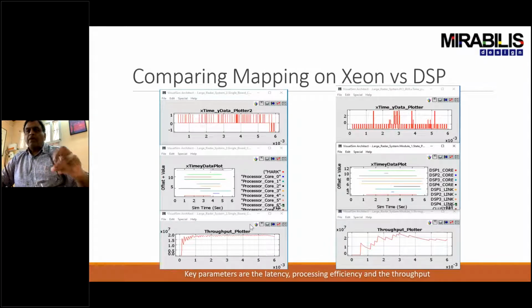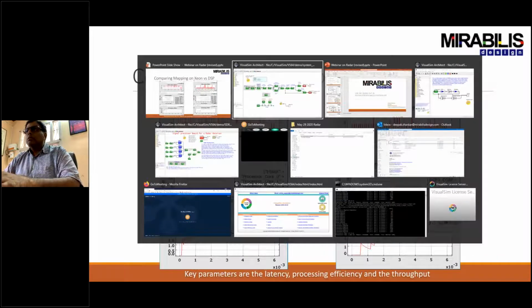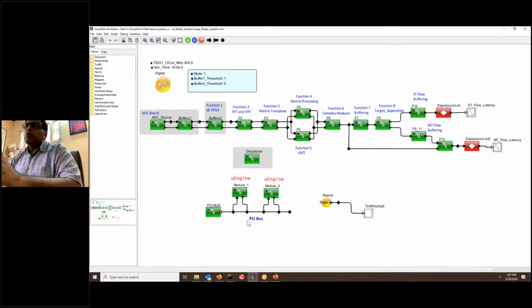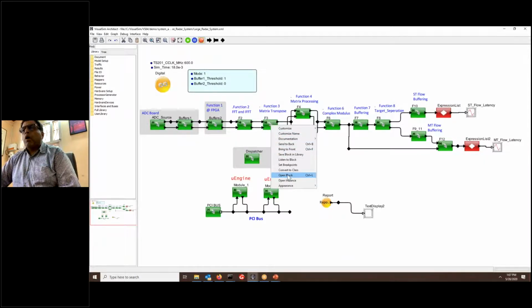So now, if I go into VisualSim and I look at that model, what you see over here now is your sequence of flows with some dependency over here. There's like two tasks running in parallel. But now let me take a block in here.